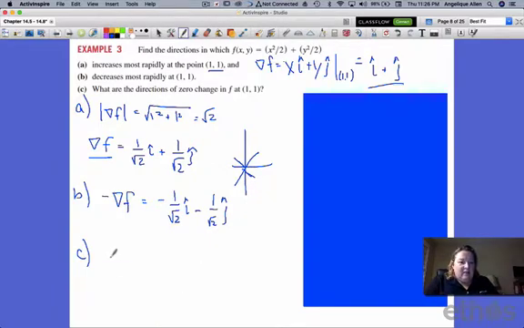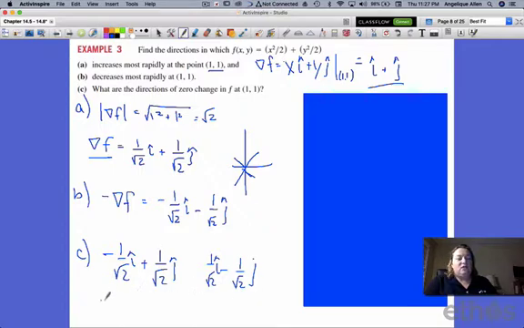So we'll have negative positive. So negative 1 over root 2 i, positive 1 over root 2 j. That's in the second quadrant. The fourth quadrant would be 1 over root 2 i minus 1 over root 2 j. That's positive and negative. And so these are orthogonal vectors to the gradient, so they're the direction of 0 change. So this is the problem that really tells us what gradient means. And if it's still confusing, that means you need to look at this a few times.